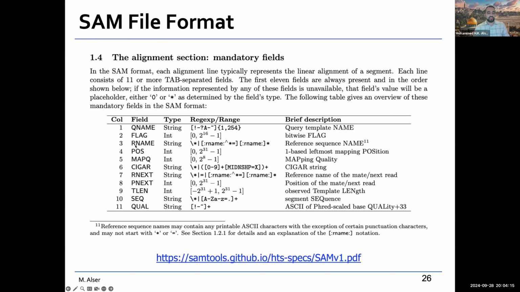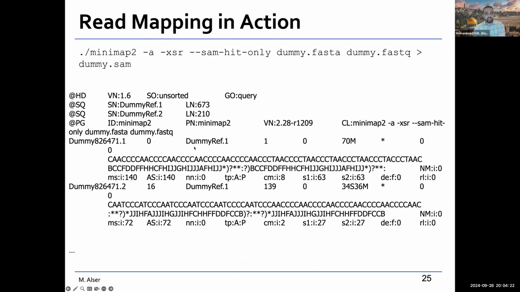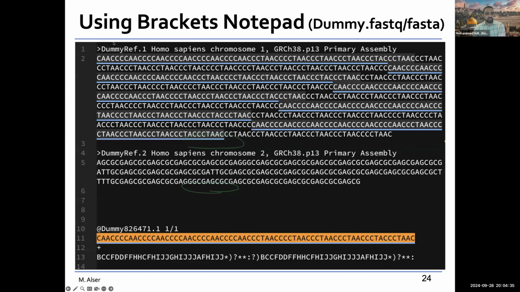The third column in the SAM file is the reference name. If you go back here, you will see the reference name is just highlighted over there. So this is the reference name. What does reference name mean? If you go back to the reference genome we have, the FASTA file, you will see that the name over here is the name of the sequence. And this is another sequence that we have in the FASTA file.